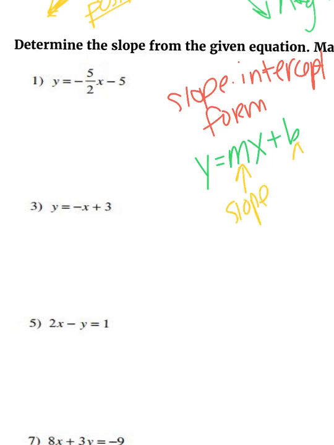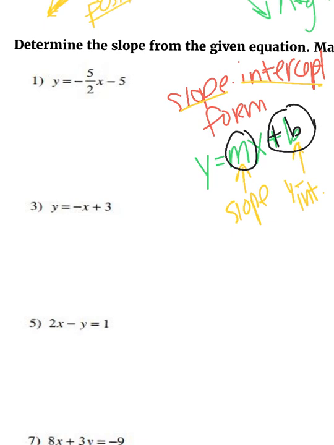And do you remember what b stands for? Our y-intercept. Where does it hit the y-axis? That's why this is called slope-intercept form, because it shows us our slope and our intercept. This plus goes with it. So if it's minus 7, then your intercept is at negative 7. If it's plus 2, your intercept is at positive 2.